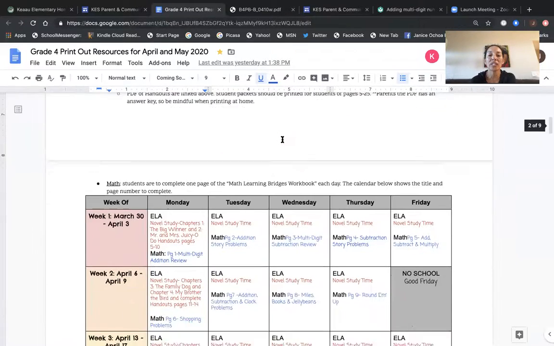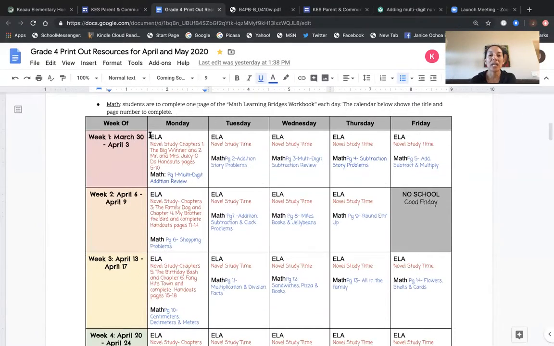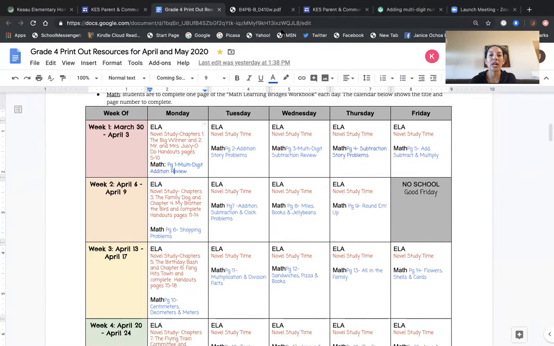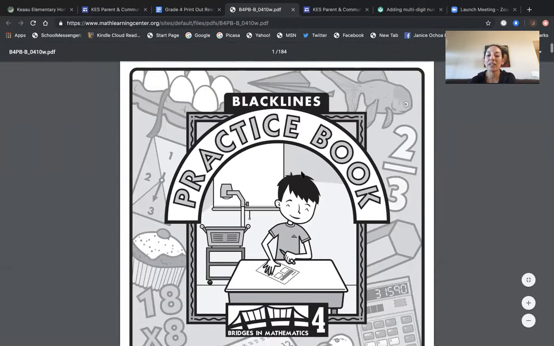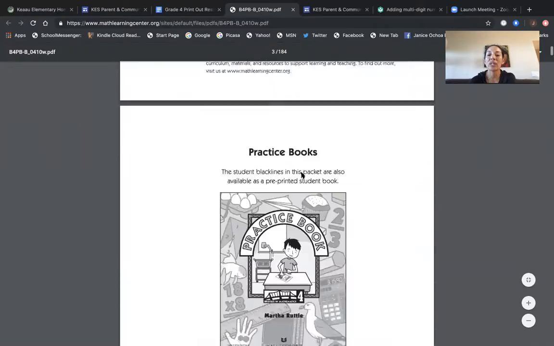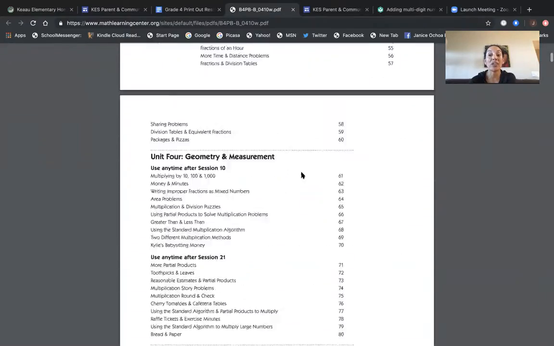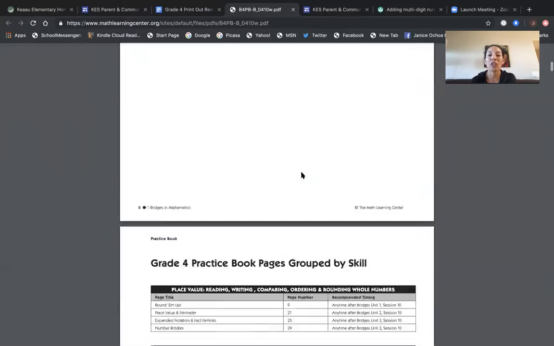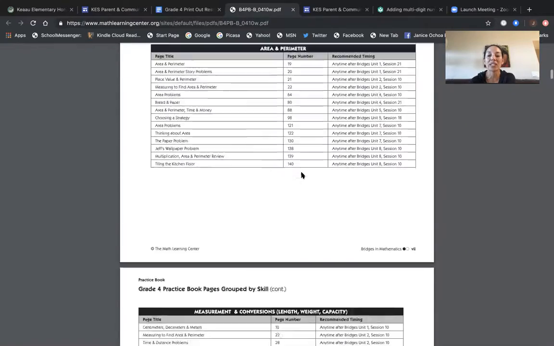You're also going to look at your calendar. Today is Monday, March 30th. It says page 1, multi-digit addition. So open up your math book and go to page 1. Here's your math book. I'm going to scroll down to page 1. There are a lot of other pages before page 1, so we have to scroll all the way down, but I'll show you what page 1 looks like.